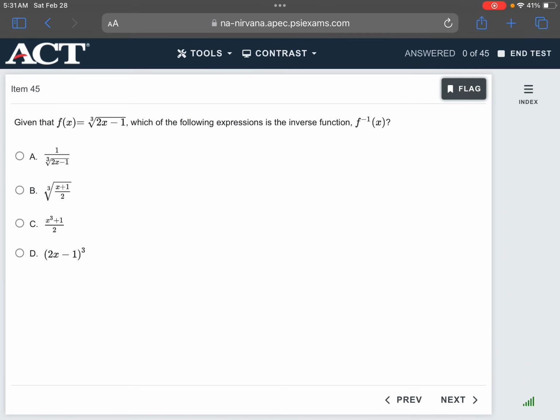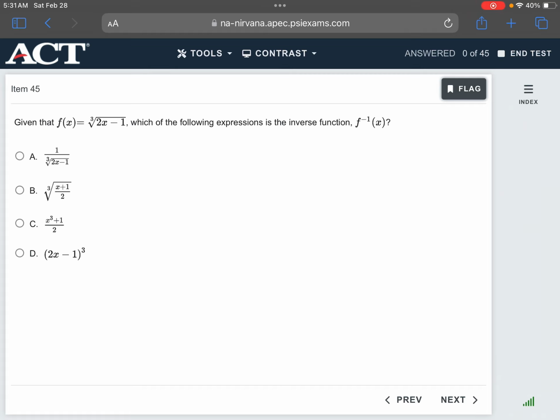Alright, so it gives us a function, the cube root of 2x minus 1, and then it asks which of the following expressions is the inverse function. So that notation there with the exponent that looks like a little -1 just means the inverse function of the function provided to us.